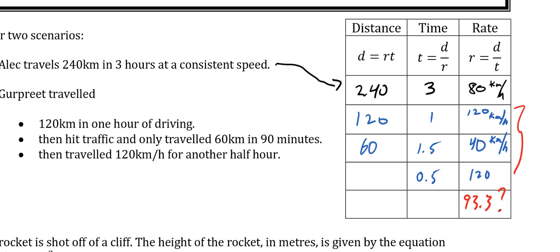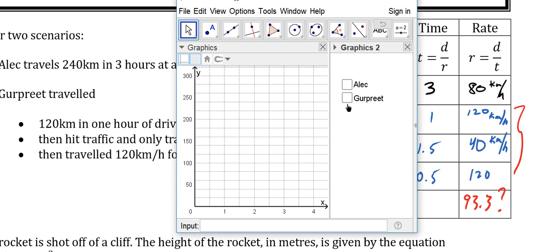What is average speed here? Average rate of change. It's over the course of the entire trip. How far did they go and how long did it take? So here is Gurpreet's trip. Traveled at a fast speed. I can see the slope.